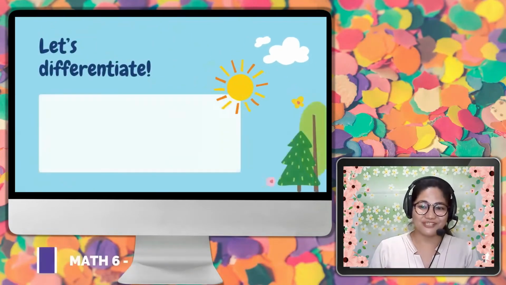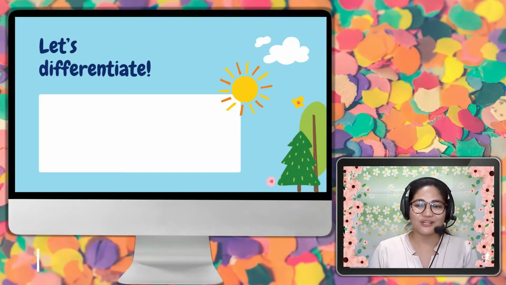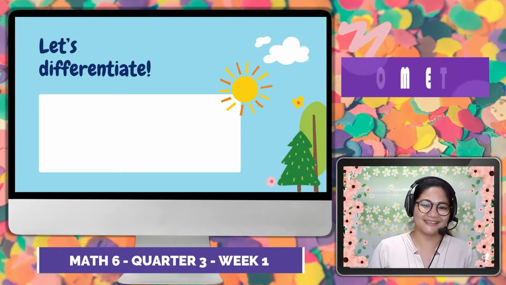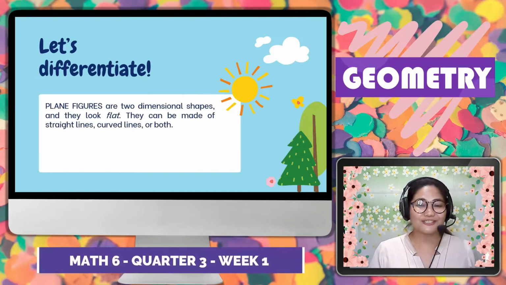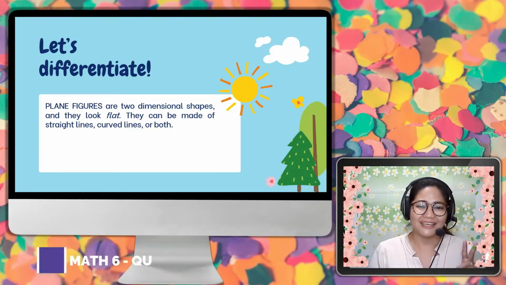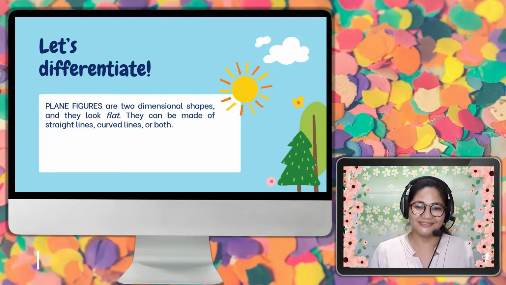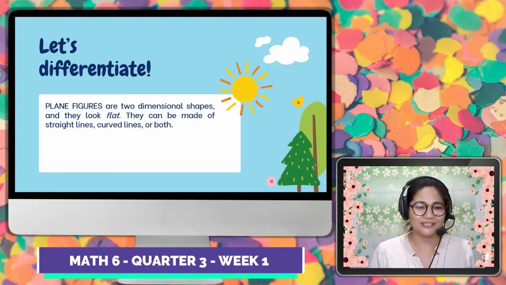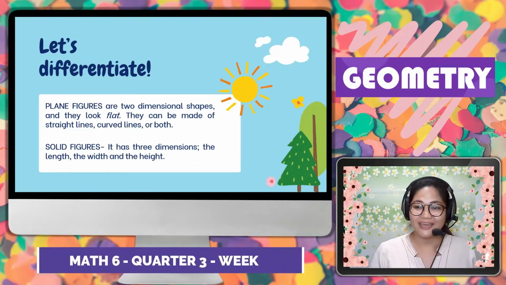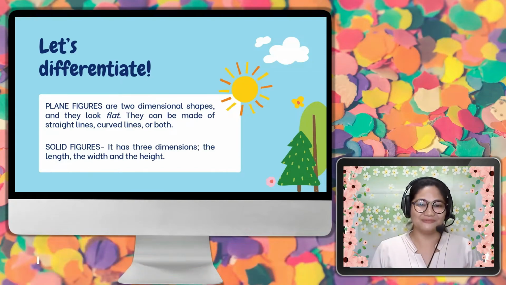Let's differentiate plane figures from solid figures. So what are plane figures? Plane figures are two-dimensional shapes and they look flat. They can be made of straight lines, curved lines, or both. While solid figures have three dimensions: the length, the width, and the height. I hope it is now very clear to you.